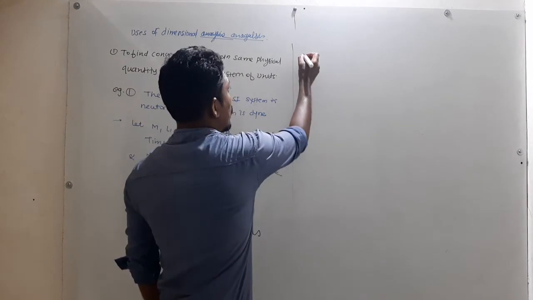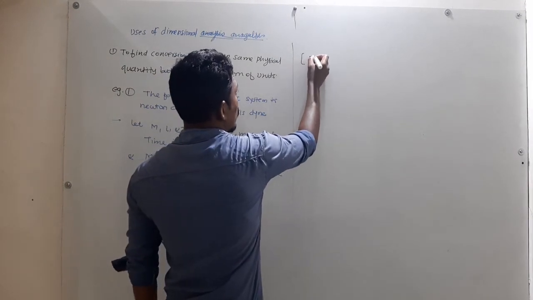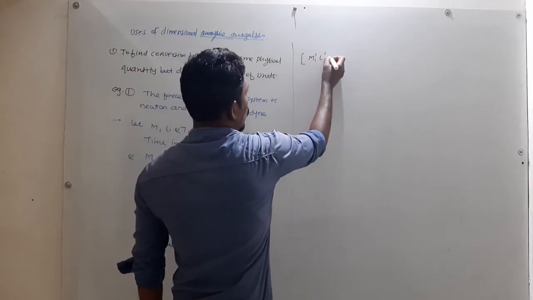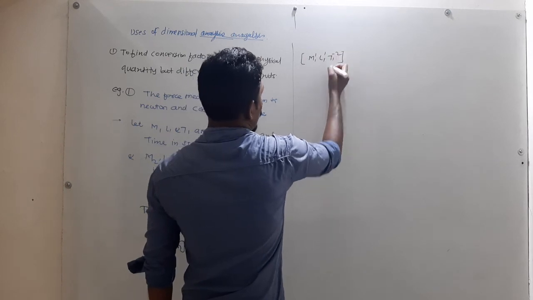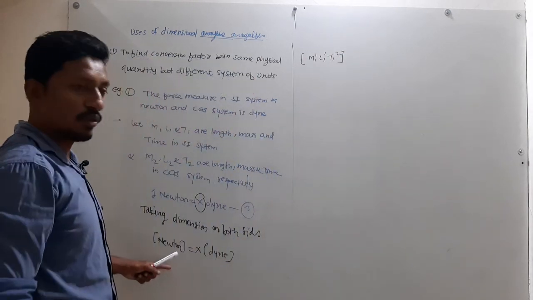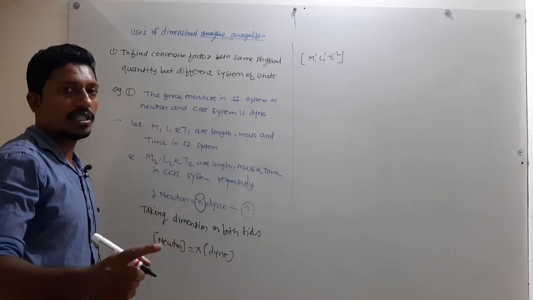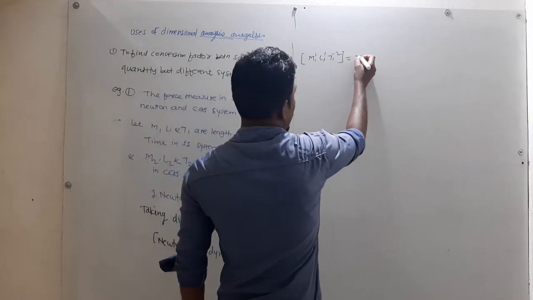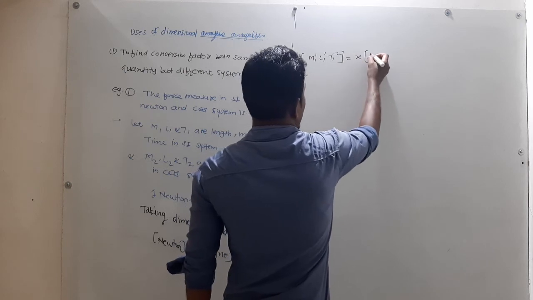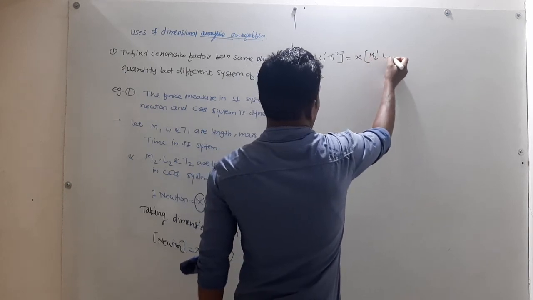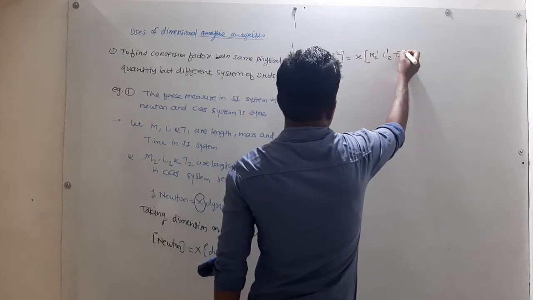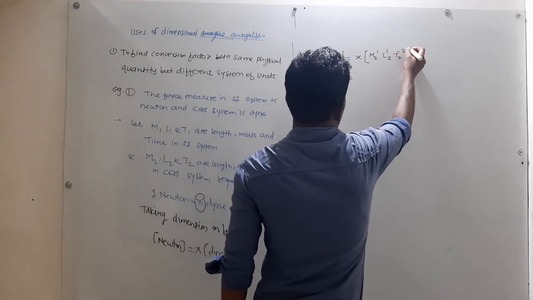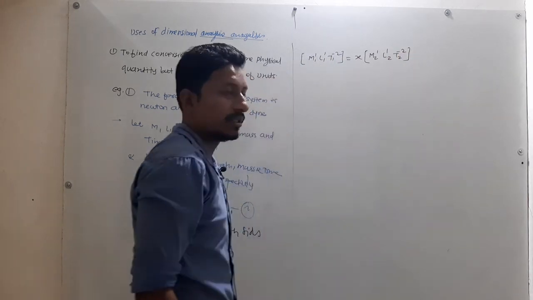That is, dimension of Newton means m1 raised to 1, l1 raised to 1, t1 raised to minus 2, right? Because dimension of force is m raised to 1, l raised to 1, t raised to minus 2, right? Similarly, x into dimension of dyne is m2 raised to 1, l2 raised to 1, t2 raised to minus 2, right?